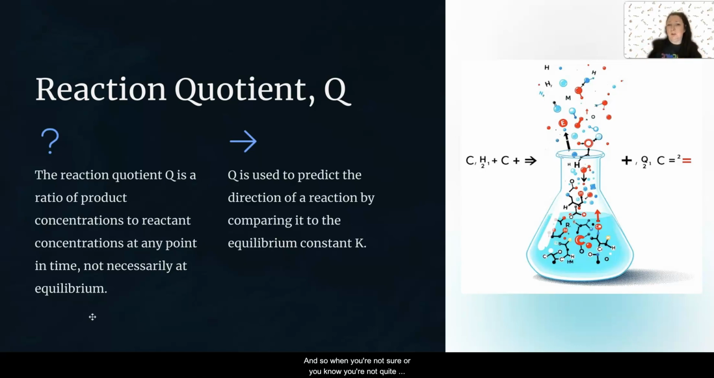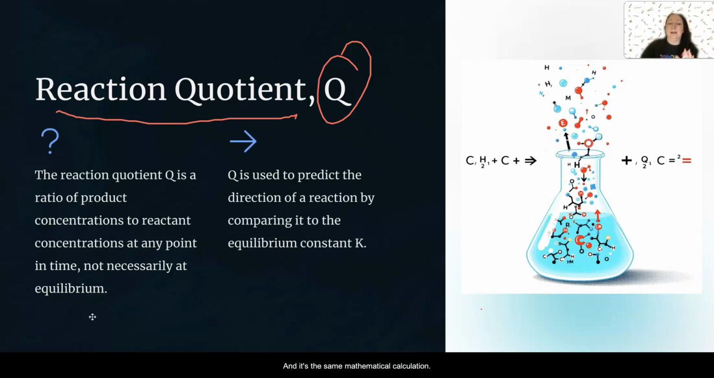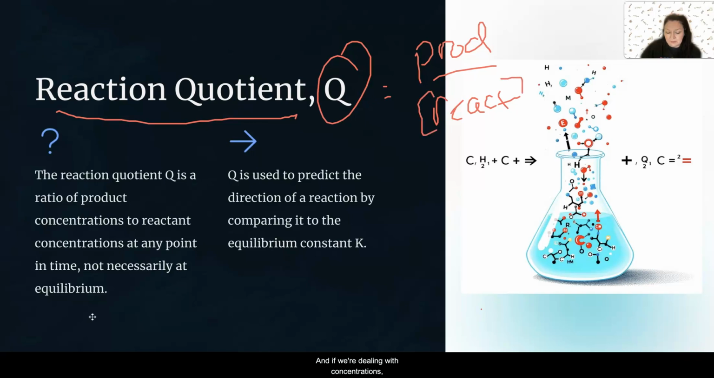And so when you're not sure, or you know you're not quite at equilibrium yet, you will solve for something called Q. Its name is the reaction quotient. And it's the same mathematical calculation. It's the products over the reactants. And if we're dealing with concentrations, then they're brackets and they're raised to the power of the coefficients, just like if it's K. It's solved for the same way.